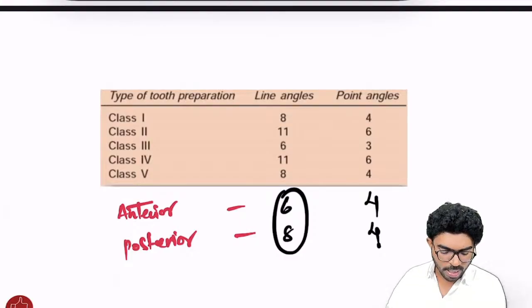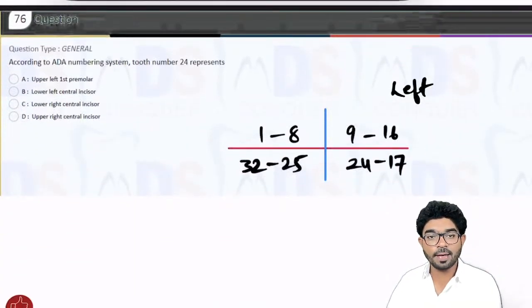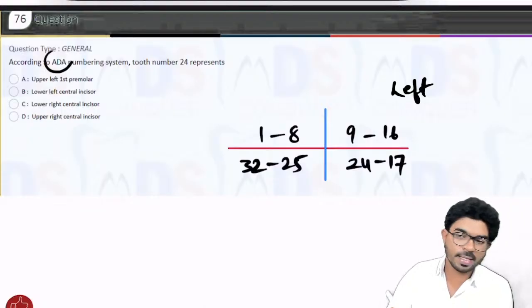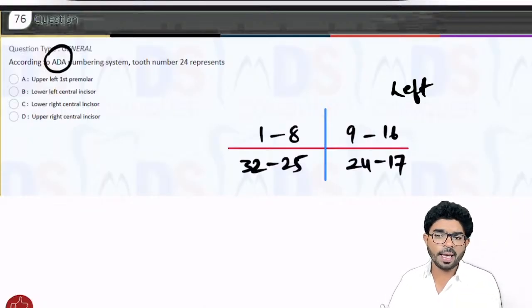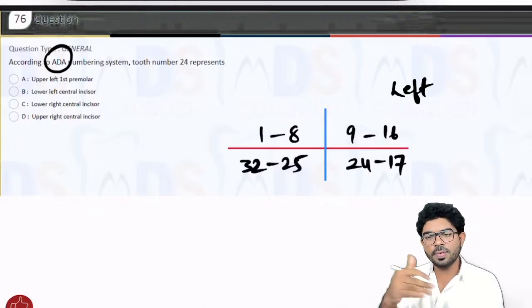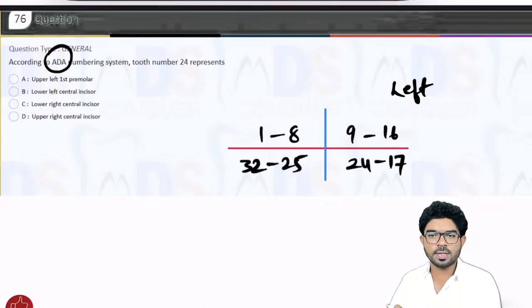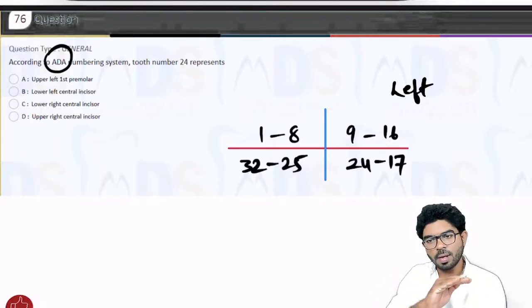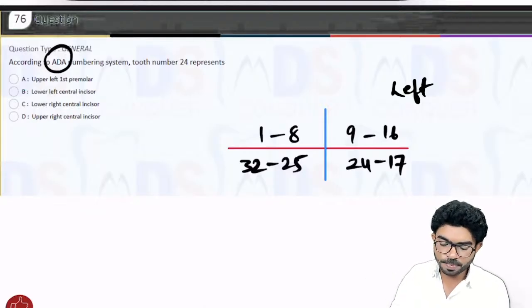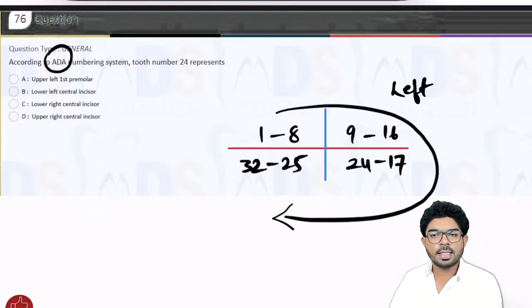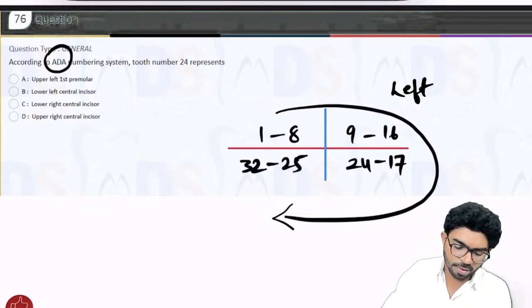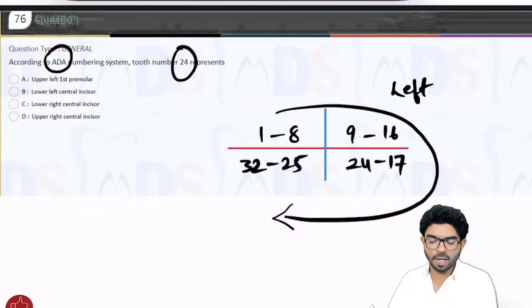Right. So the FDA system question was already given. Now the question is on ADA. Numbering systems are very important: FDA, ADA, WHO, and vectors numbering system, positive 04, negative 04, or normal 4. This is what we have discussed. This numbering system starts from 1 to 8, 9 to 16, 17 to 24, and 25 to 32. The question is about 24. And this is the left side, we know.